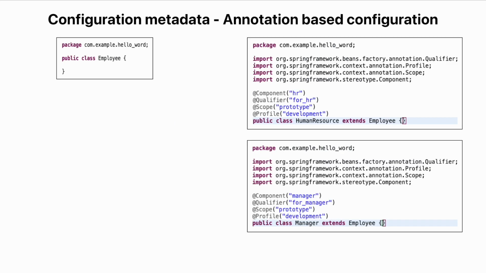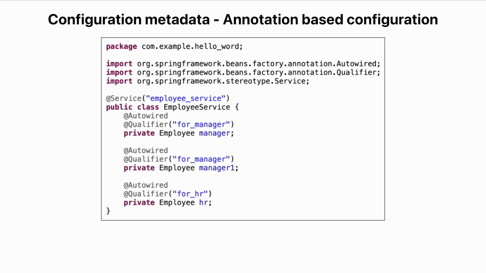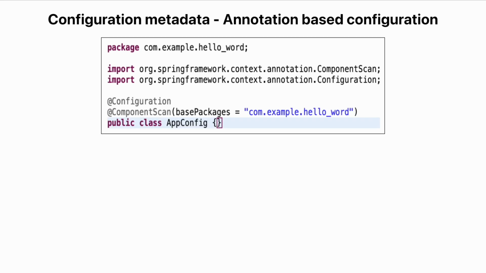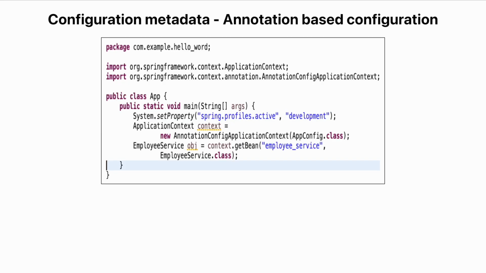For example, we have three components. They are employee, human resource, and manager annotated with component annotation. We have one service which is employee service annotated with service annotation. We have one configuration class annotated with configuration annotation and component scan annotation, and a value for the base package attribute is provided. This class with the main method is the driver.